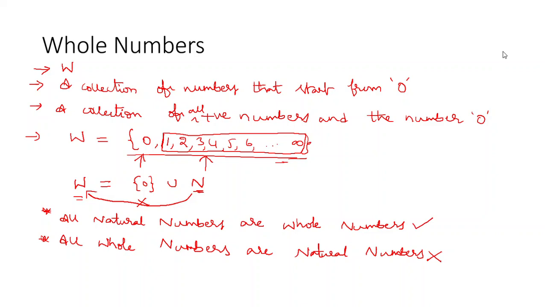We can also say the natural number set is a subset of the whole number set, because the whole number set consists of all the natural numbers. So the natural number set is a subset of the whole number set.